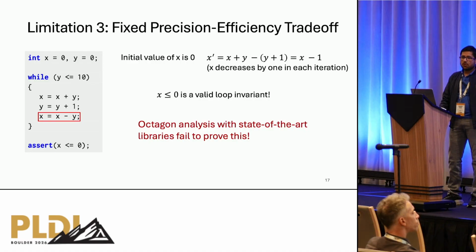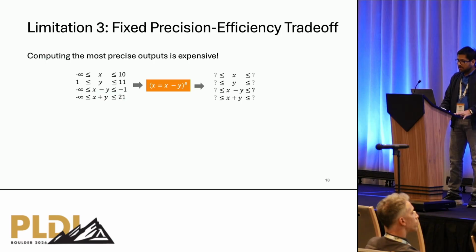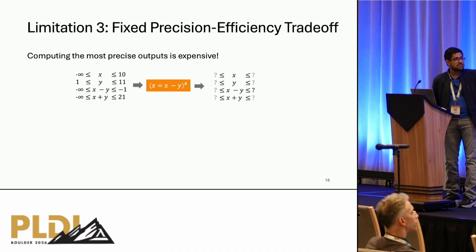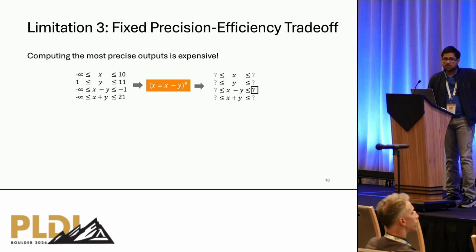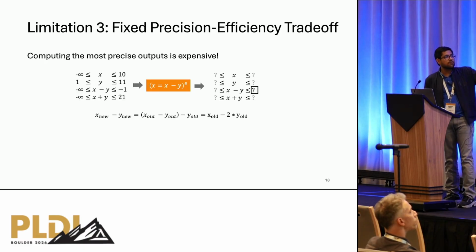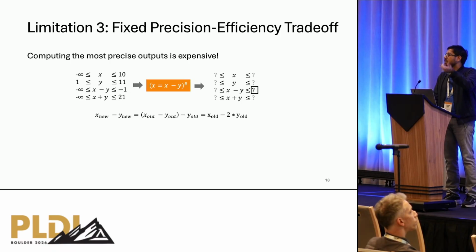Now, ideally, you would want to compute the most precise output at each step, but that is expensive. So consider this input for the abstract transformer, and say we have to compute the most precise output for this case, and just focus on this bound. So the new value of x minus y is the old value of x minus 2y, because x is now updated to x minus y.